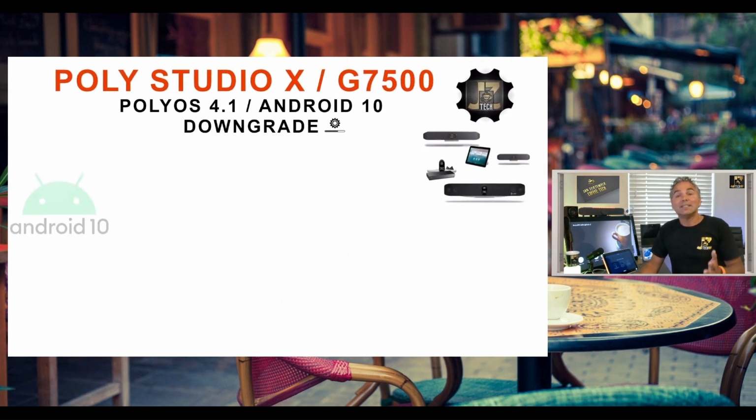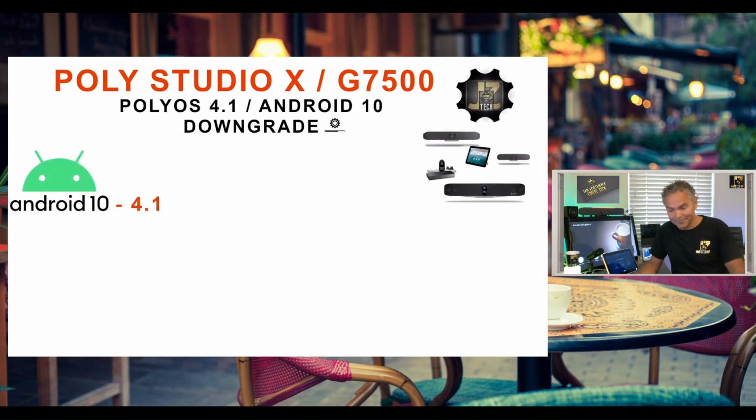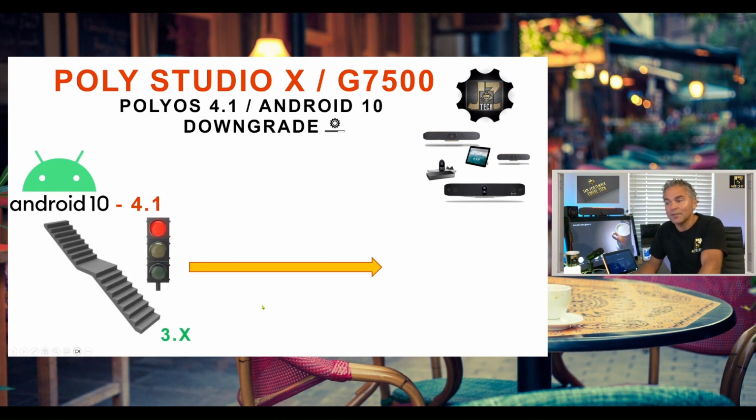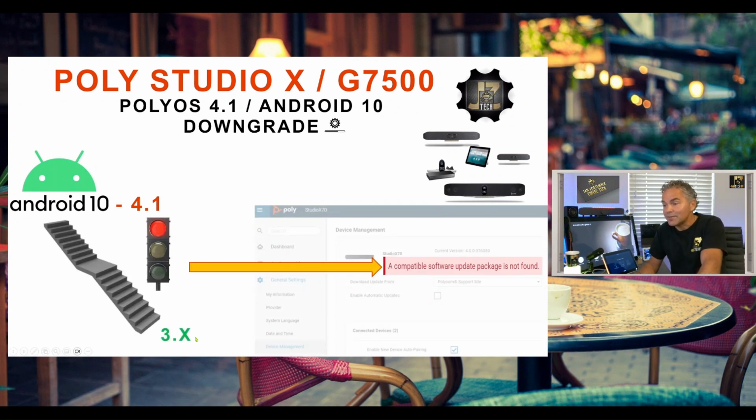All right, looking at downgrades. What is possible? Well, if you are on 4.1, there's no way you can downgrade to 3.x. Again, because you're going to change Android 10 to Android 8. Switching back and forth is not something which is even supported in the phone world. That is really nasty, because we're upgrading the chips inside the StudioX and G7500 to be compatible with Android 10. So if you're going to roll back, you cannot just roll back the chips inside the StudioX. So it's going to be really nasty to do that.